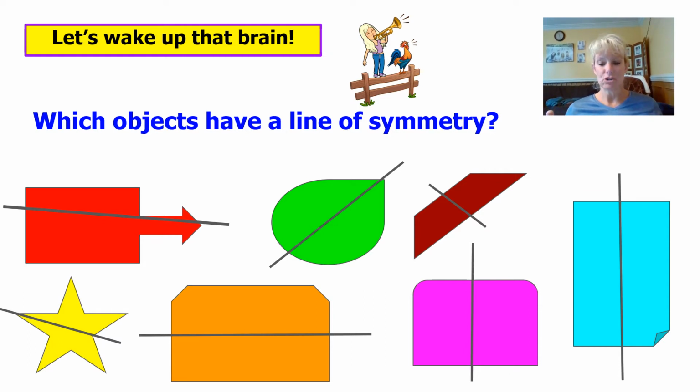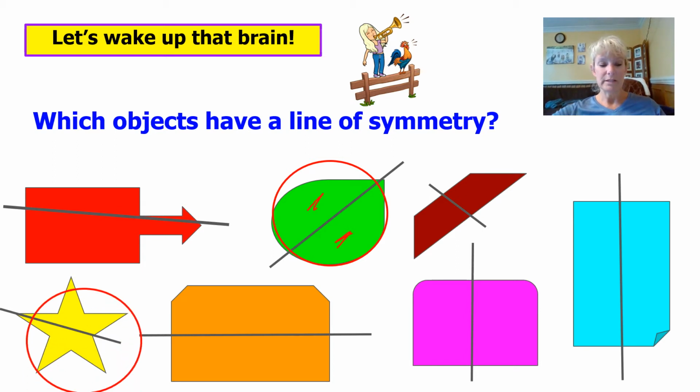Is it symmetrical? Pause the video, make your choice, and then come on back and I'll show you which ones are symmetrical and have symmetry. Okay, if you chose this one right here, the green one, you are correct. Symmetry means that it's going to be the same on both sides. They're mirrored images. So you can see we've got a mirrored image here and a mirrored image here. They're the same on both sides.